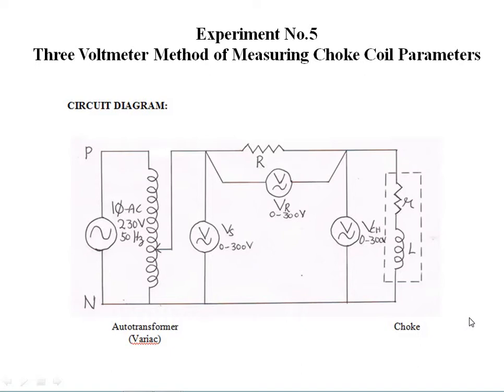First we connect the circuit as shown in this circuit diagram. We use a single phase auto transformer, also called a variac, to vary the supply voltage, which is represented as Vs. Vr is the voltage across the known resistance. Here I have set the resistance value as 50 ohm. Vch is the voltage across the choke coil.